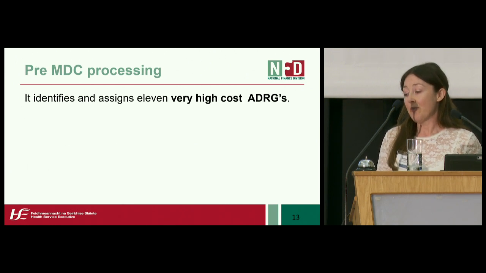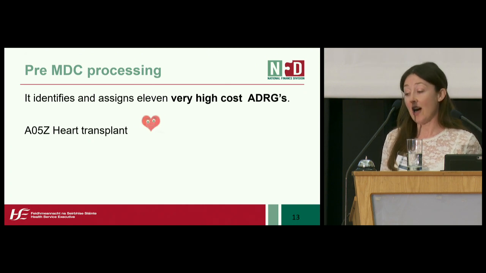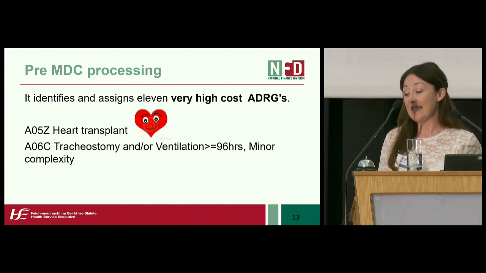For pre-MDC processing, it identifies 11 very high-cost ADRGs. Examples of these are A05Z, which is a heart transplant, and A06C, tracheostomy and/or ventilation over 96 hours.